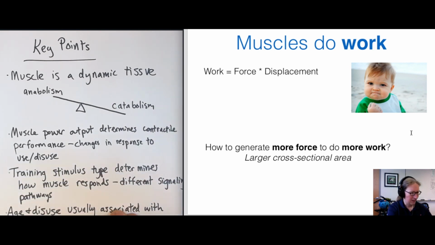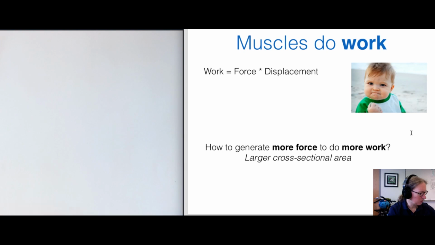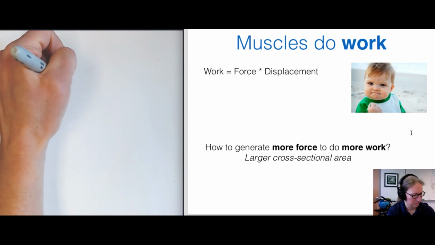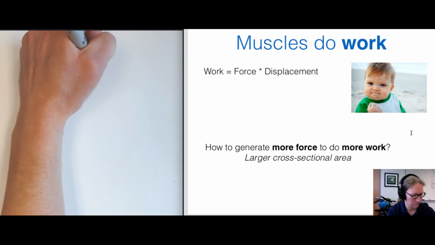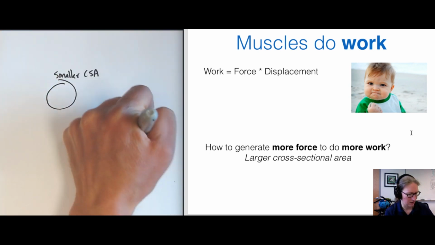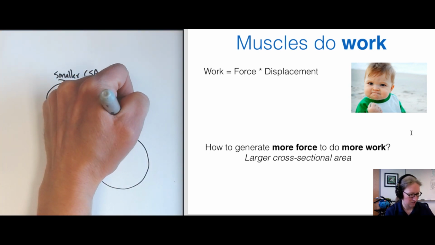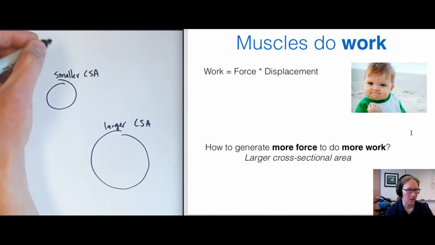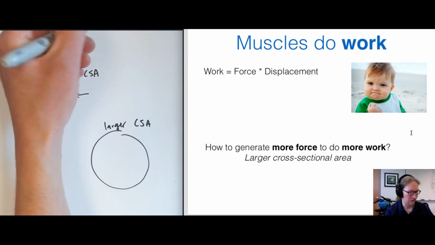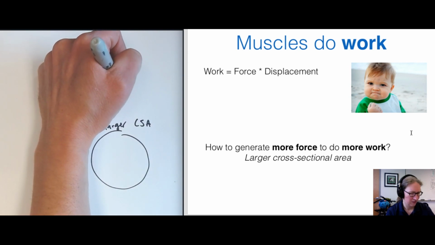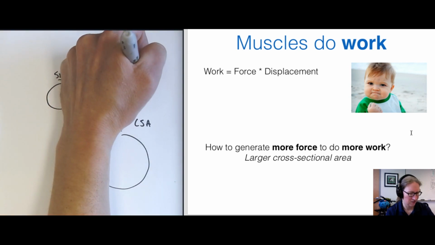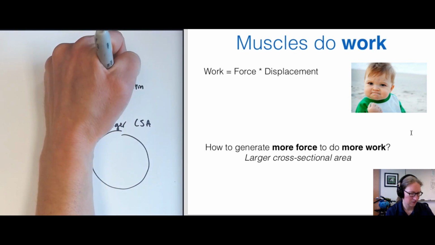So if a muscle has a smaller cross-sectional area, compared to a muscle that has a larger cross-sectional area, a smaller muscle, by definition, will wind up having fewer myosin and actin contact points.